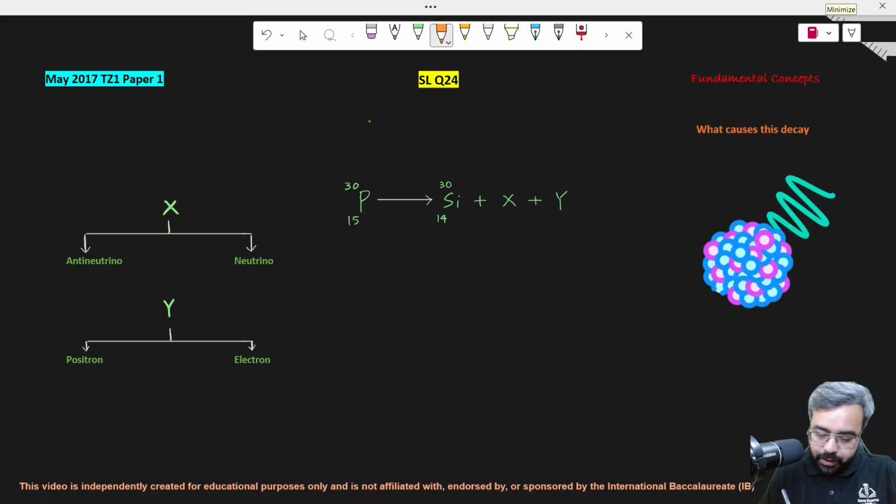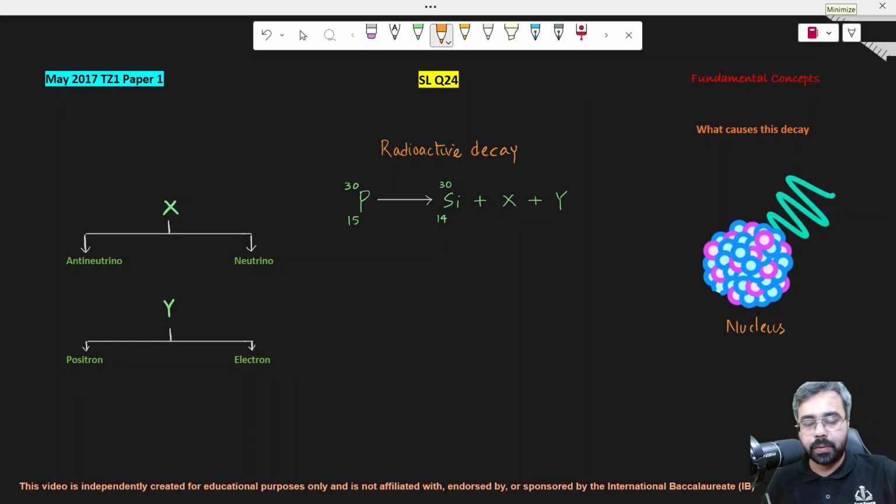Hi, this question is about the radioactive decay of phosphorus into silicon, when a nucleus of phosphorus transforms into the nucleus of silicon. It's also called electron capture. So anyways, what happens? We have to identify what these two particles, X and Y, are, which are emitted right at that moment when phosphorus decayed to silicon.